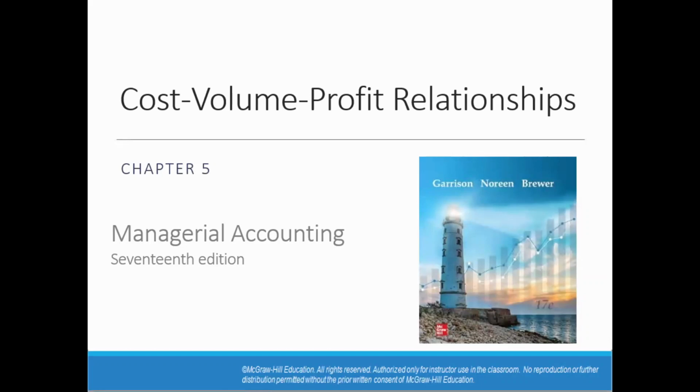We will be starting the CVP relationship after the job order costing. This is chapter 5 from your managerial accounting text.